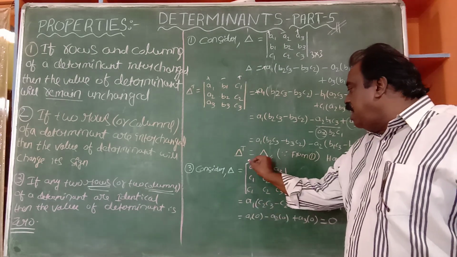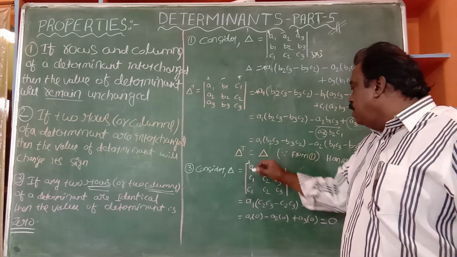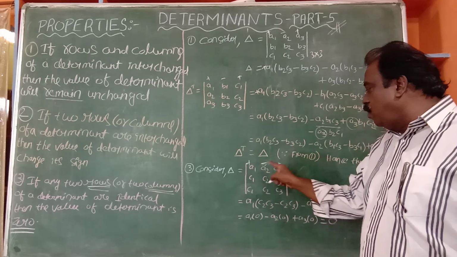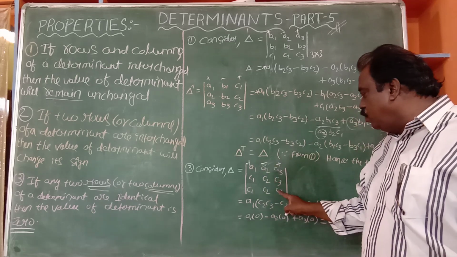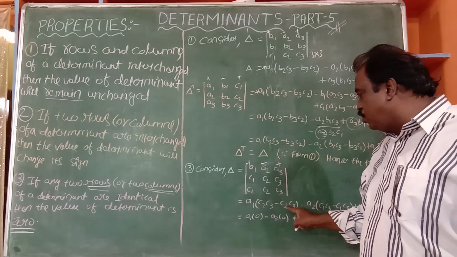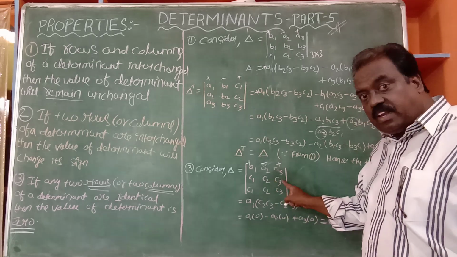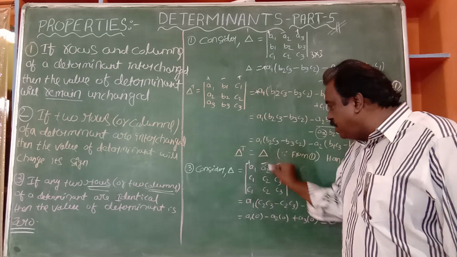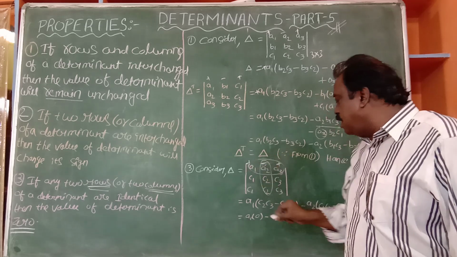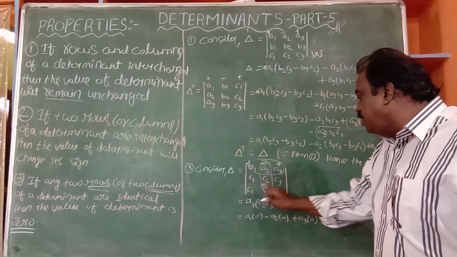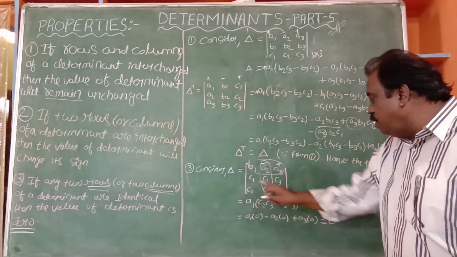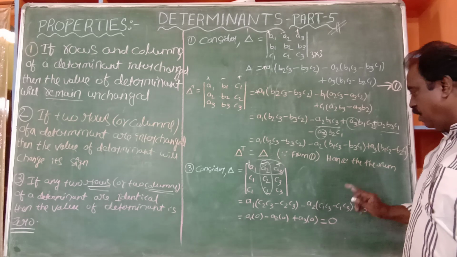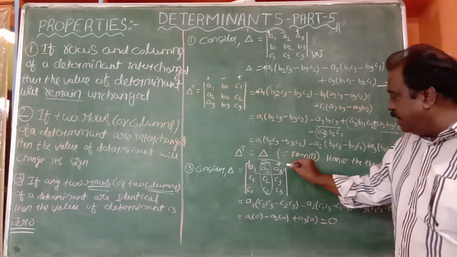Then we calculate the determinant value along the first row. A1 of, as it is, plus, minus, plus. A1 of row and column deleted, C2, C3 minus C2, C3, same. Minus A2 of row and column deleted, C1, C3 minus C1, C3, same. Okay, now?